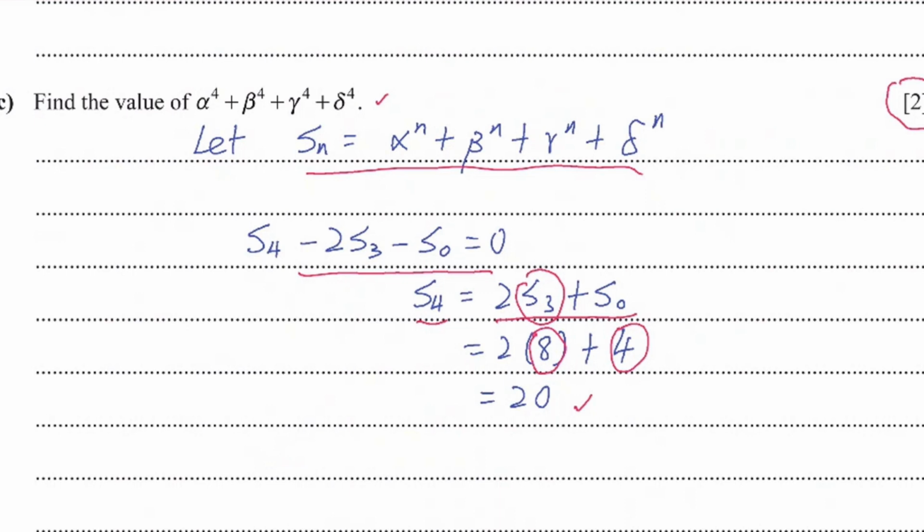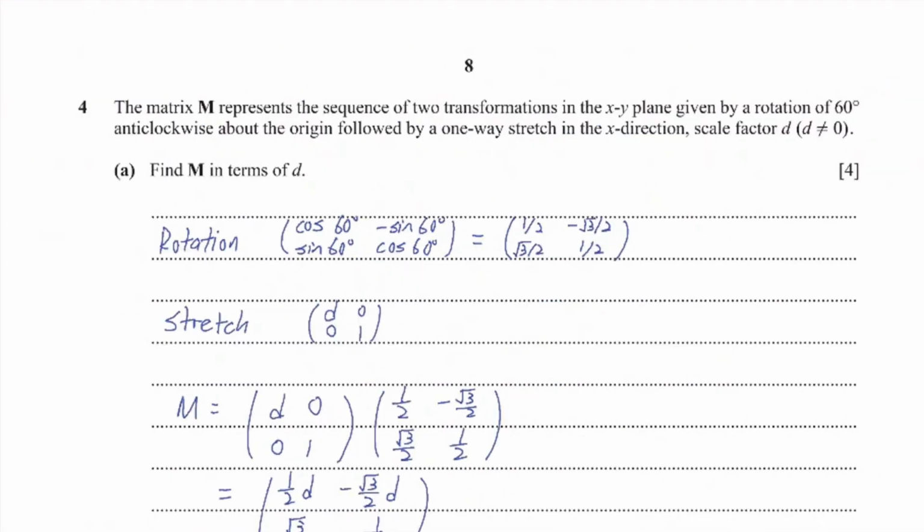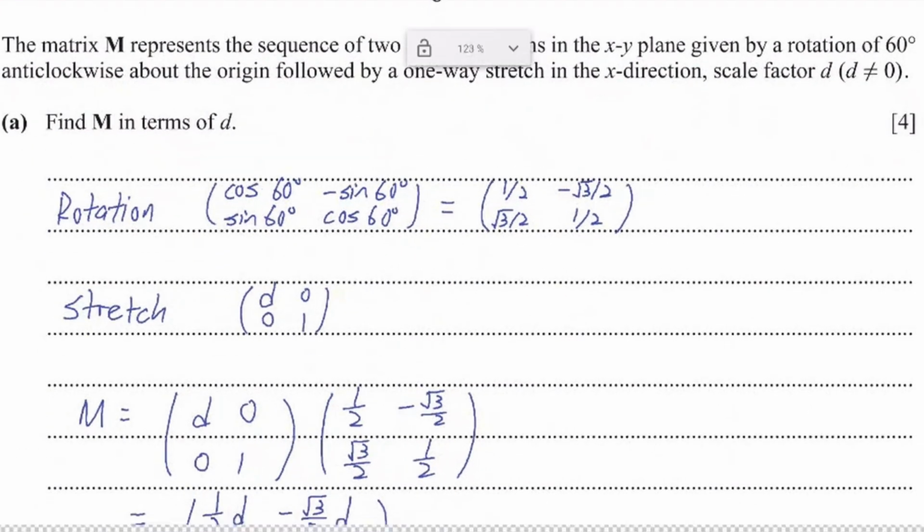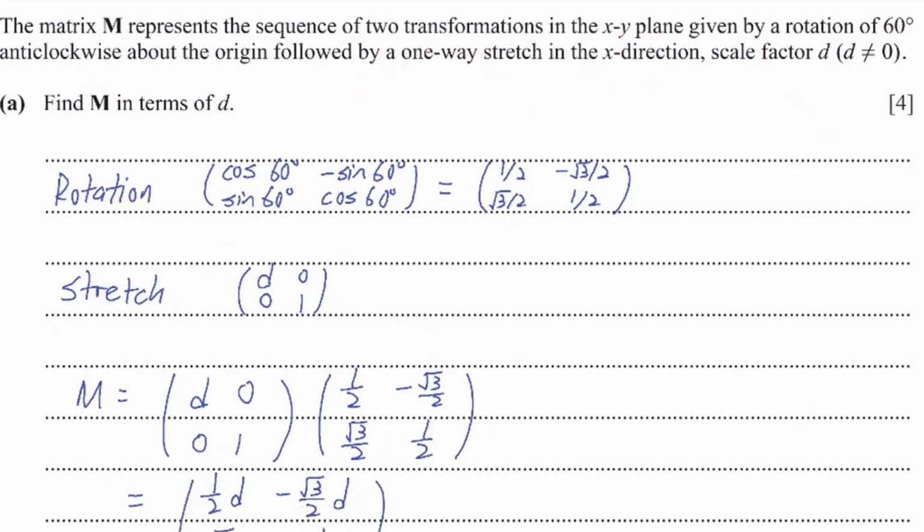So let's look at the next question. So this is a transformation question. So matrix M represents a sequence of two transformations, given by a rotation 60-degree anti-clockwise about the origin, and then a one-way stretch in the x direction, which is having the scale factor of d. So let's just find out what is the matrix for each of the transformations first.